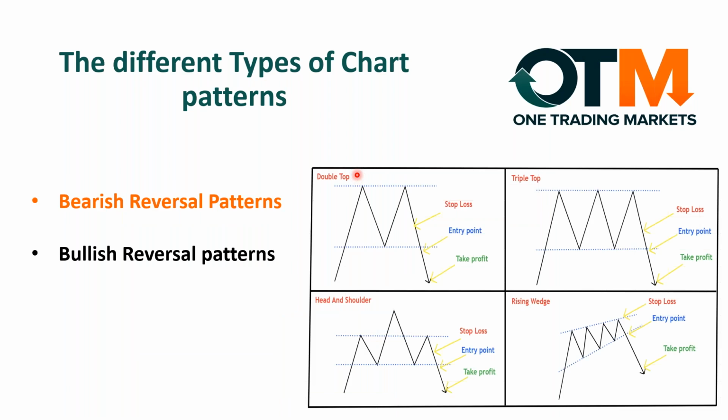Okay, so let us begin together by looking at the bearish reversal patterns and the bullish reversal patterns. These four are called bearish reversal patterns. They indicate when the market is changing from an uptrend to a downtrend. We have four main patterns: a double top, a triple top, head and shoulders, and rising wedge. We're going to go through each one and see how they work.